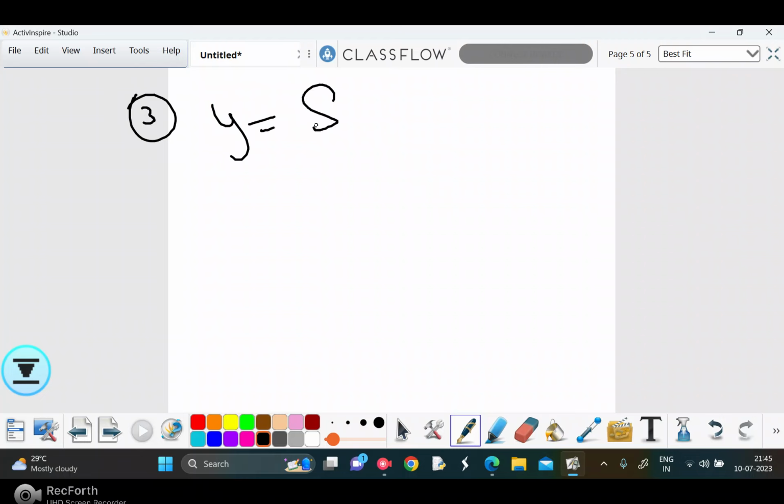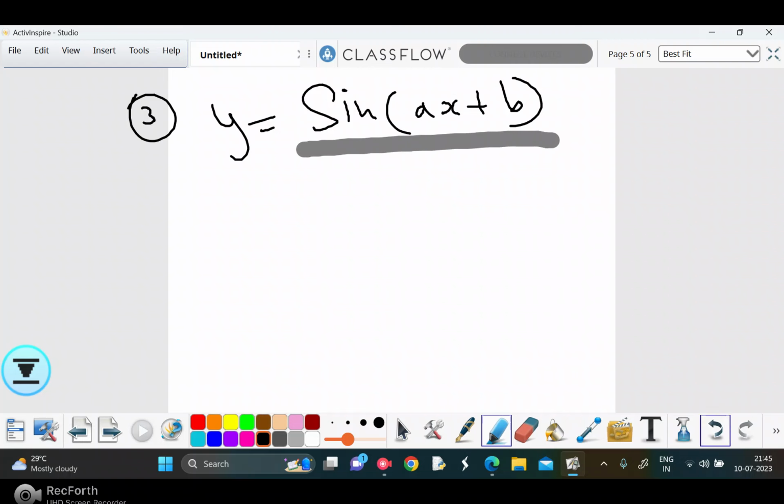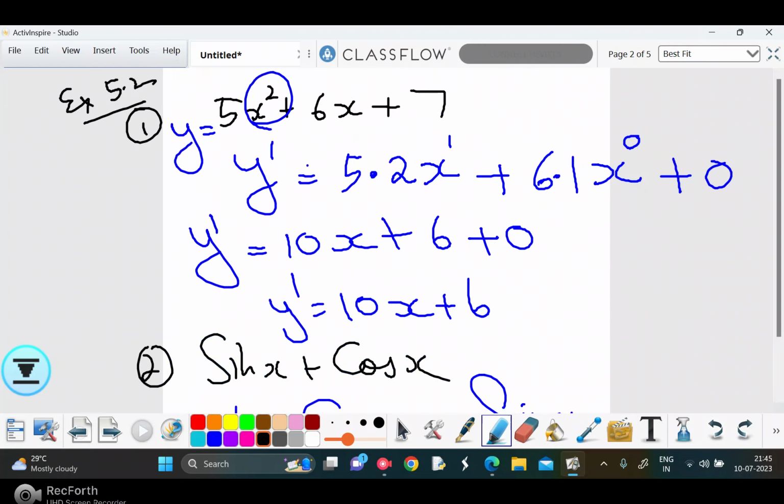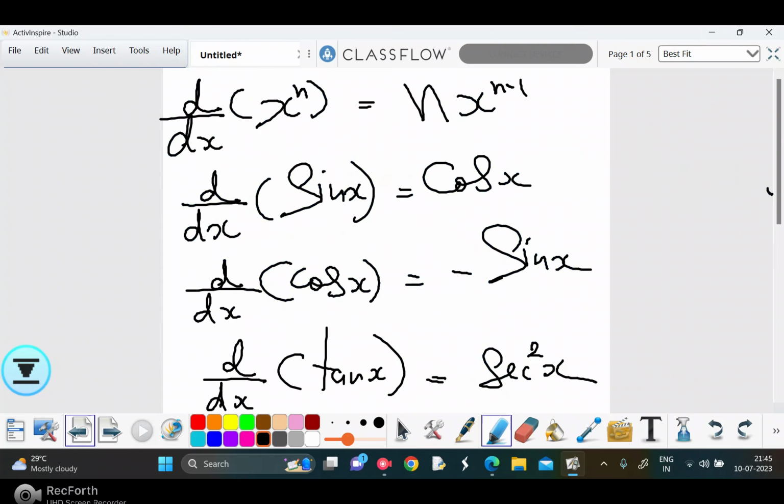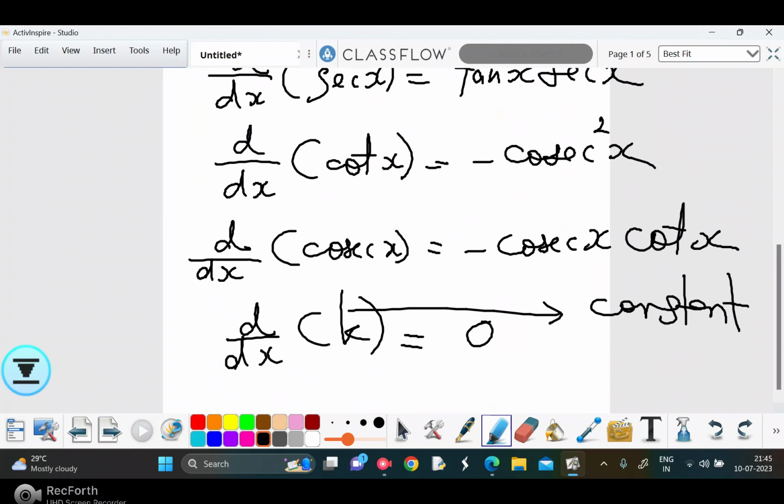Take down the next question. Y is equal to sin of ax plus b. Again the same thing, chain rule. All that we are doing is chain rule only. I don't have a formula for this sin of ax plus b. I didn't give you any formula. Check, did I give you any formula?